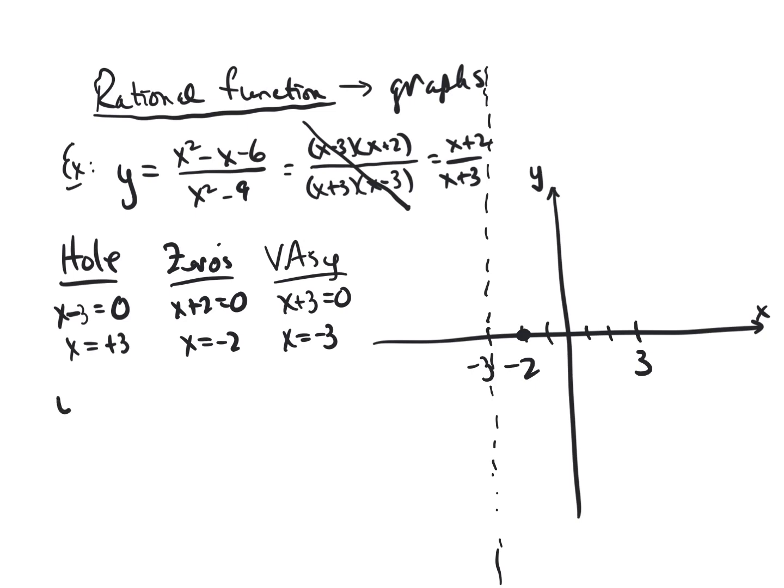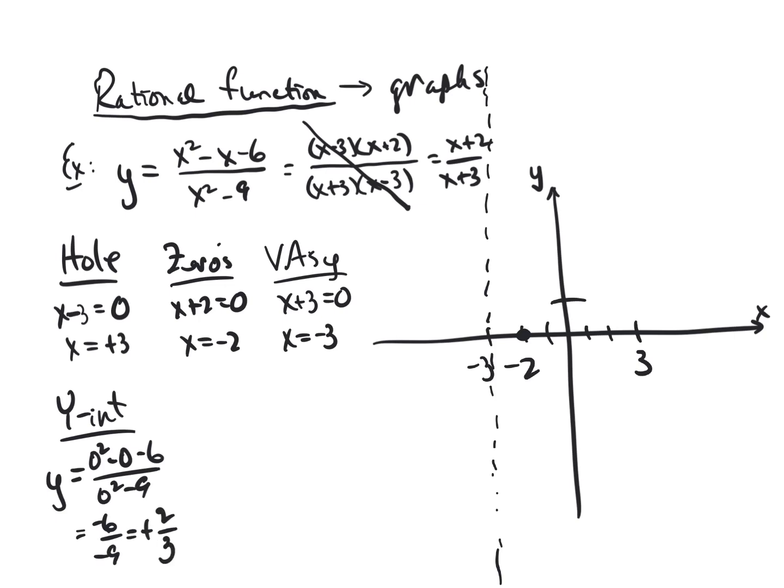Next up, number 4, y-intercept. The y-intercept occurs when the original function is evaluated at 0. So we replace x with 0. We'd have 0 squared minus 0 minus 6 divided by 0 squared minus 9. When you simplify, you get negative 6 over negative 9, which is positive 2/3. So if that tick mark is 1, 2/3 would be right about there.